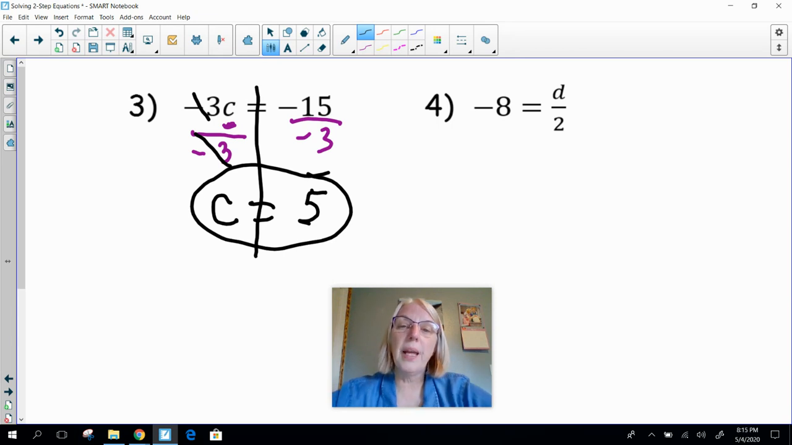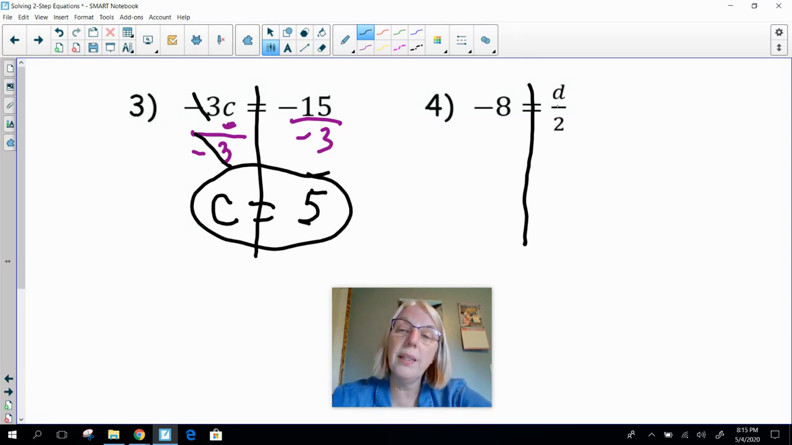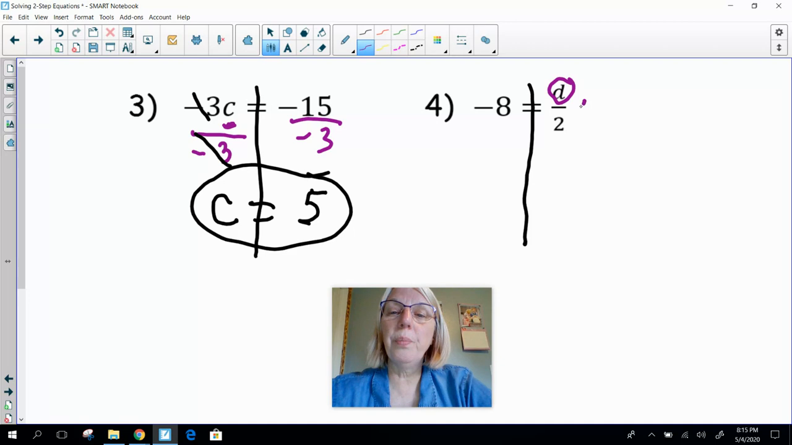Problem 4, read that problem. First thing we're going to do is draw a line right down the equal sign. And then we say, well, negative 8 equals D divided by 2. Remember that fraction bar right there means divide. So find your variable. The variable right here happens to be D. What are we doing to D? We're dividing it by 2. What's the opposite of dividing by 2? Well, multiplying by 2. So we're going to multiply both sides by 2. So I'm going to put times and then 2.